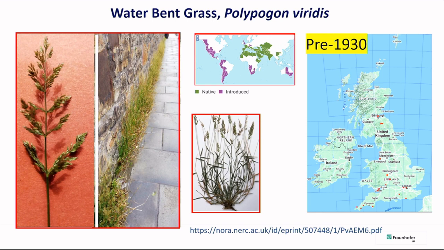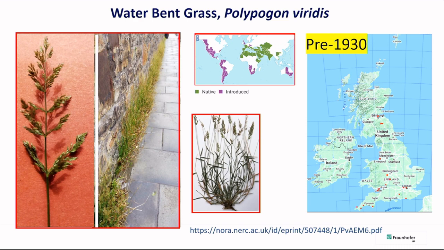Now, the water-bent grass, Polypogon viridis, I discovered within 50 meters of where I live, and I couldn't identify it. I was with Lynn Jones at a horticultural show, and I told him about it and showed him a picture, and he identified it immediately. Do you remember that moment? I was eternally grateful to you. And it's very common in my part of Edinburgh, South Edinburgh, and in North Edinburgh too.